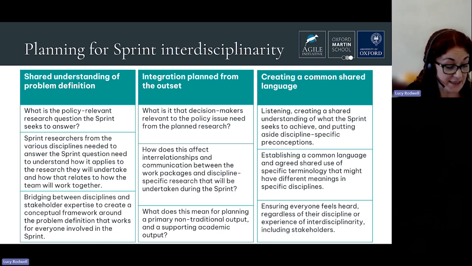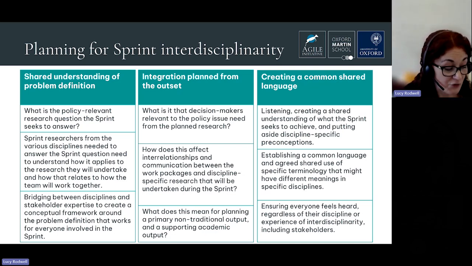Based on our learning to date, these are some of the factors that enhance planning for and being able to start working as an interdisciplinary team from the outset. So I'm just going to take this in turn. So to look at the first one, what's a problem definition in a sprint? I've used the term problem definition a couple of times already, but in short, it's just another way of saying what's the research question we're all seeking to answer in this sprint.